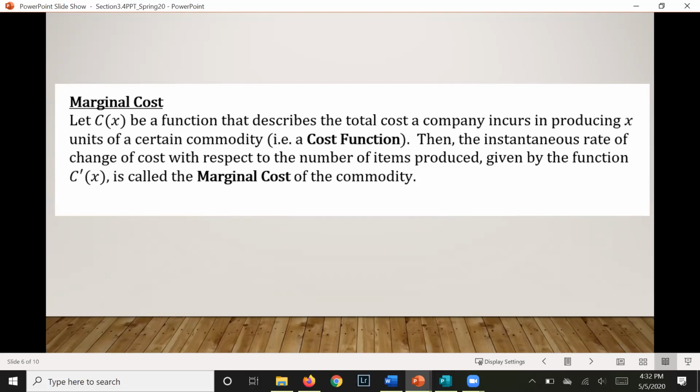Then the instantaneous rate of change of costs with respect to the number of items produced, given by the function C prime of x, is called the marginal cost. So if we're looking at the derivative, trying to find the rate of change of a particular cost at a particular production level, then that would be our C prime of x, or our marginal cost. Okay, and I'll talk more about that when we get to the problem that relates to this.